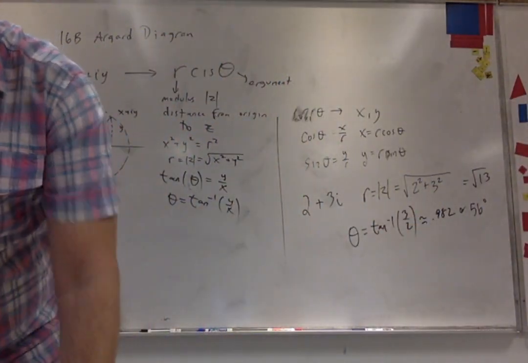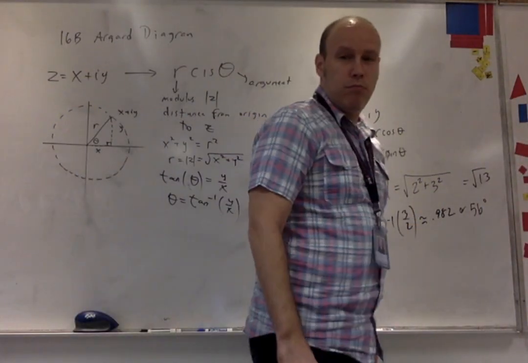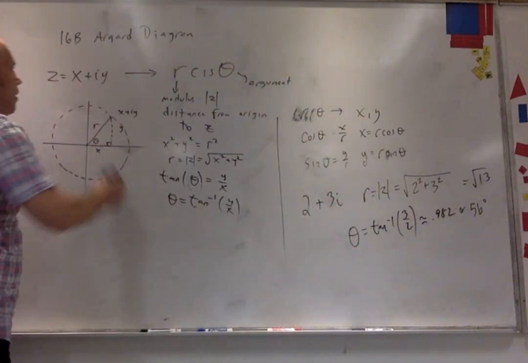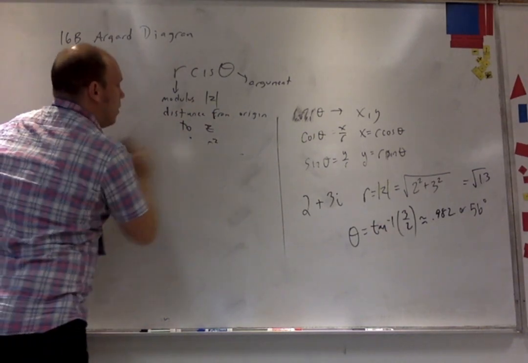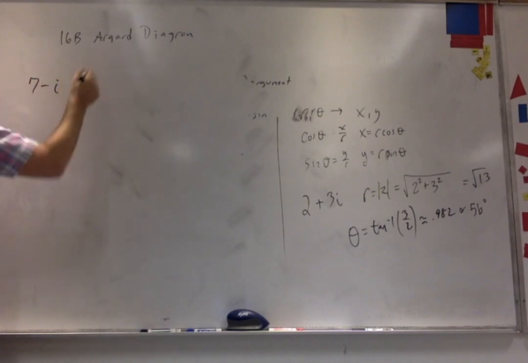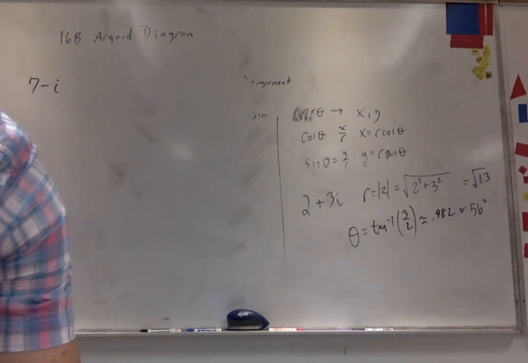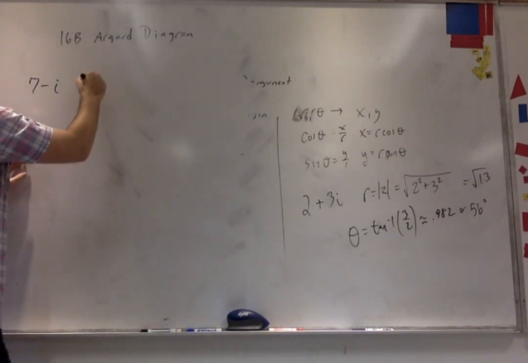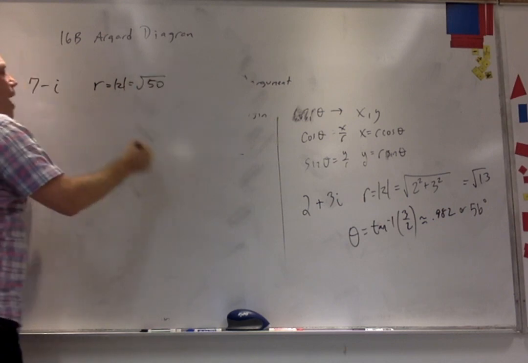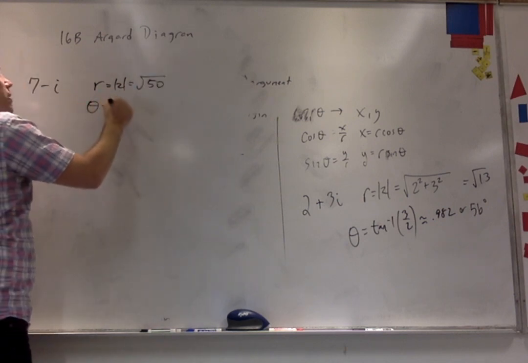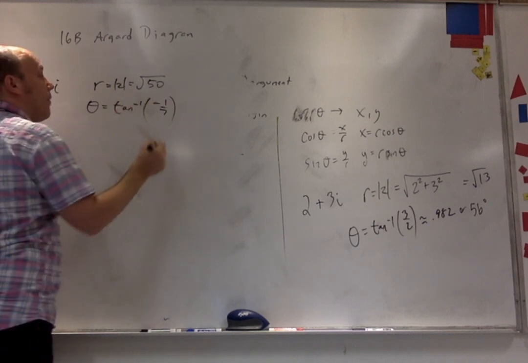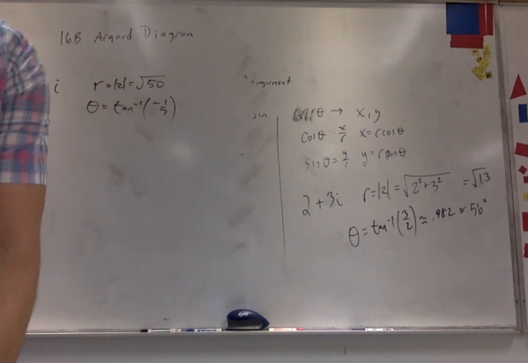How about 7 minus i? Let's see, where's my eraser? Right here. I'm erasing. 7 minus i. Perfect. I can visually see that my modulus is radical 50, and my argument is the inverse tangent of negative 1 over 7. Now, let's see what the calculator tells me.